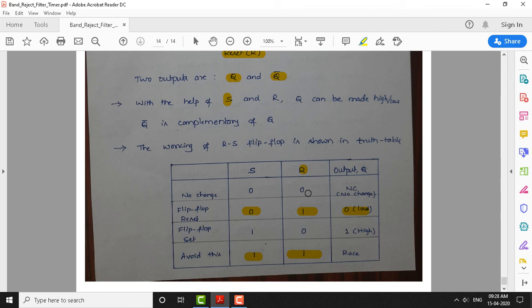We have come to an end of today's class. To summarize, in today's class we have seen the design of the band reject filter, both the wide band reject filter and the narrow band reject filter. Following that, we introduced the 555 timer, and then we focused on the RS flip-flop. Next class we'll continue with the 555 timer and discuss two important applications of it, namely the monostable multivibrator and the astable multivibrator. That's all for today, and thank you for watching the lecture.